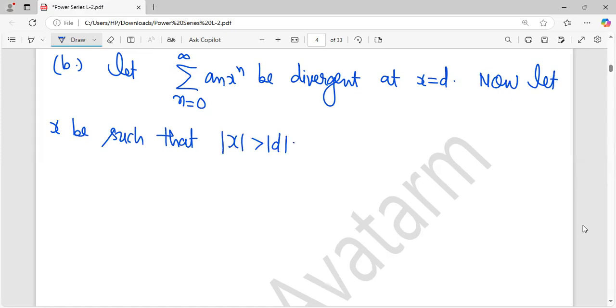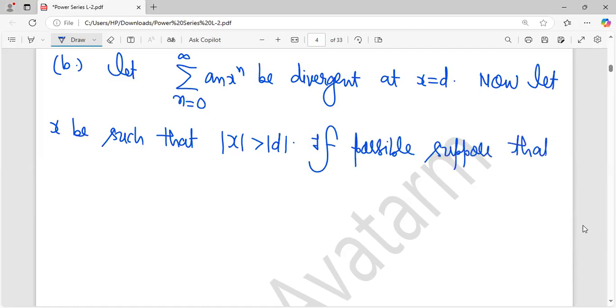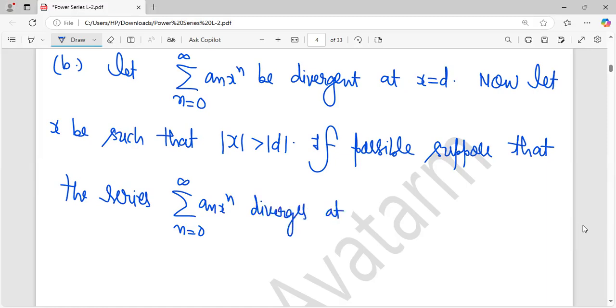Now, if possible, suppose that the series summation n goes from 0 to infinity a n x to the power n converges at x such that x is greater than d.